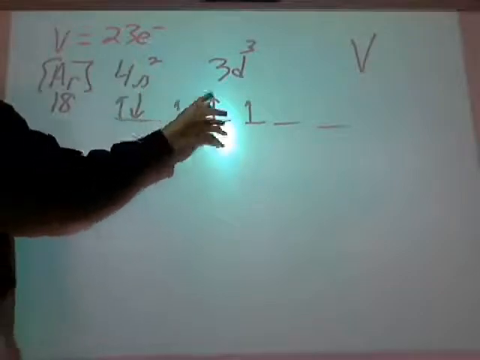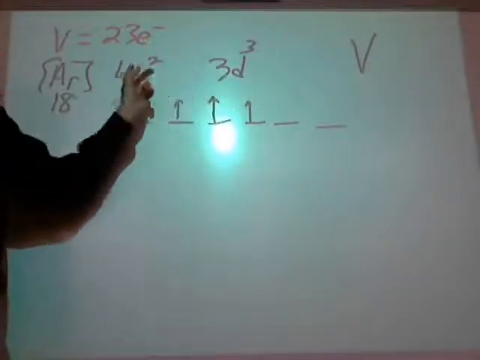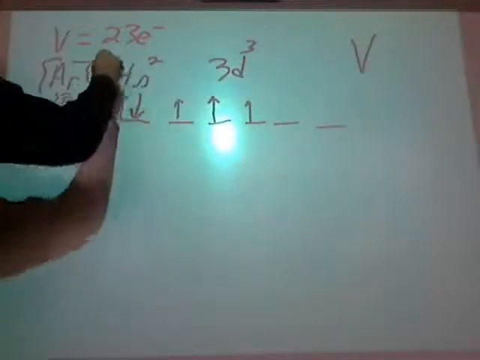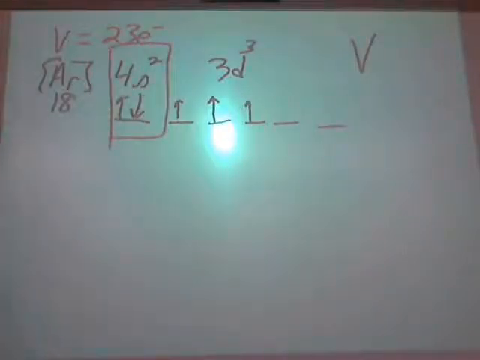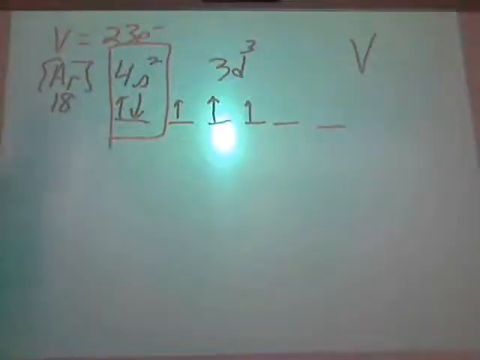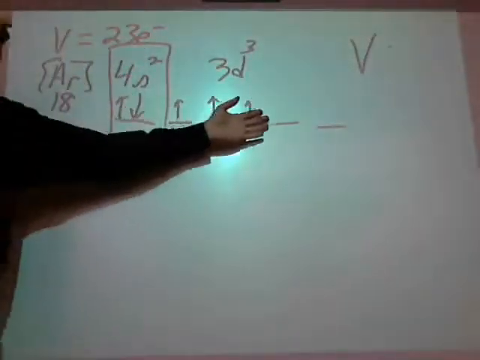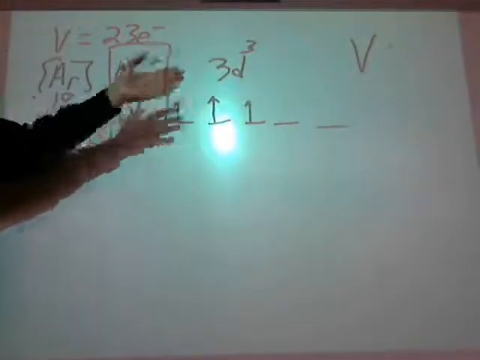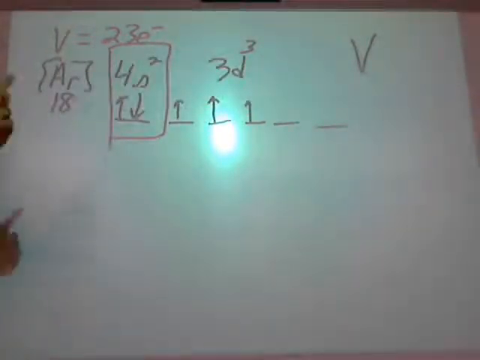What's the highest energy level? The energy levels are indicated by these numbers. 4. This one here is the highest energy level, isn't it? So what does vanadium look like? He has two dots to his right. So what about these three? Are they in the outermost shell? No. Let me ask you this.